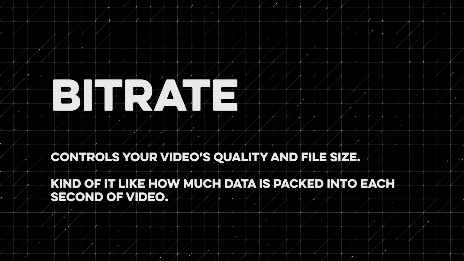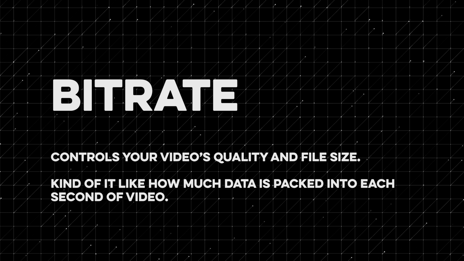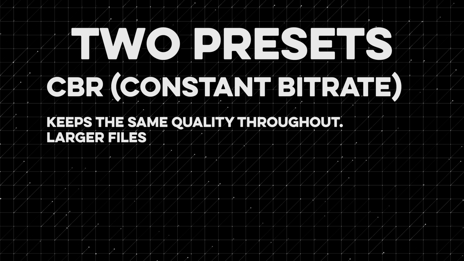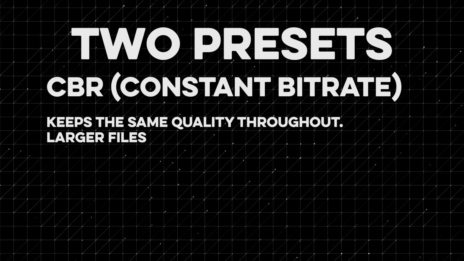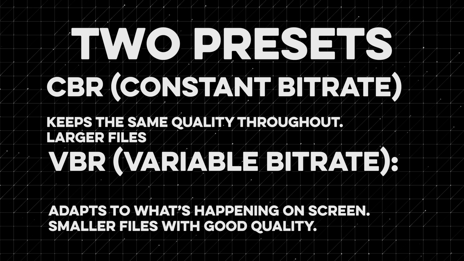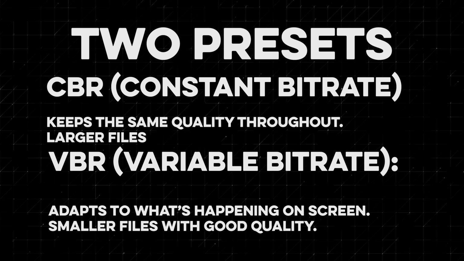Now we can move on to our bitrate settings. Bitrate controls your video's quality and its file size. Basically, it's how much data is packed into every second of your video. There's 2 presets you can choose from. CBR, for constant bitrate, keeps the same quality throughout, but it has a larger file. You can use VBR, which is a variable bitrate, which adapts to what's happening on screen, with smaller file size with good quality.